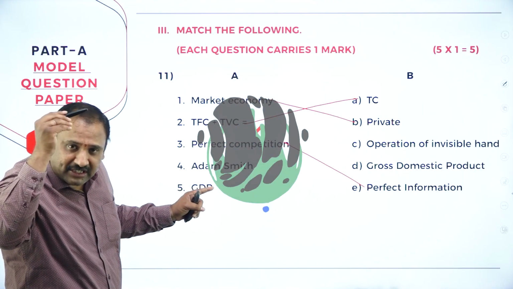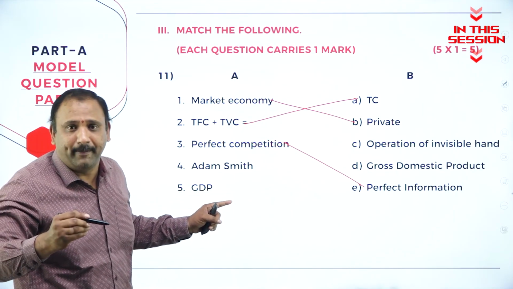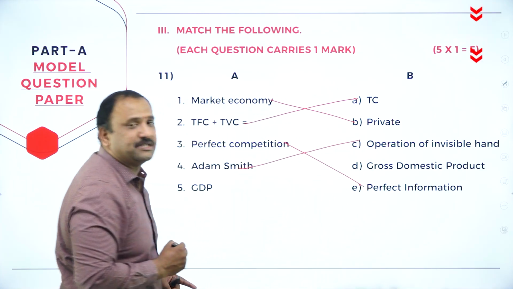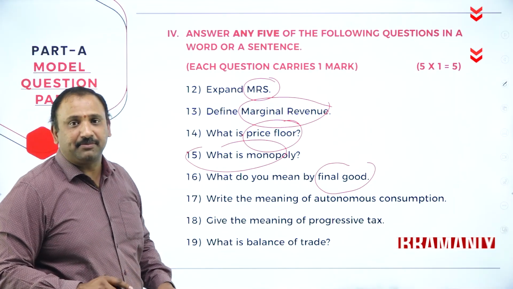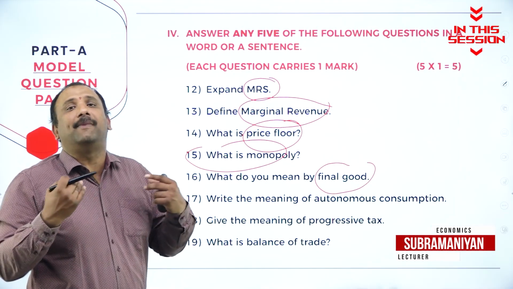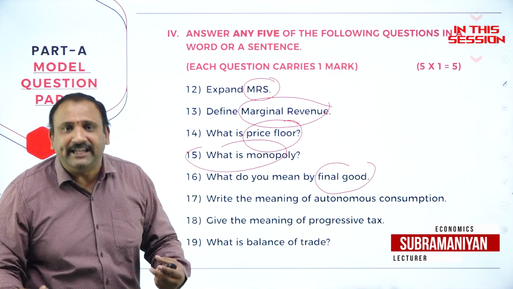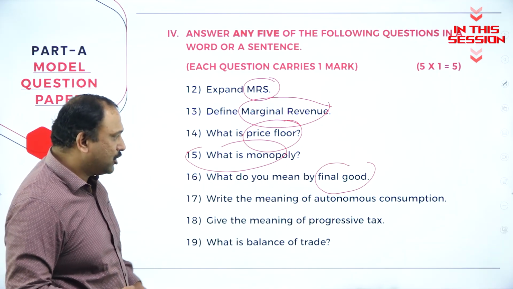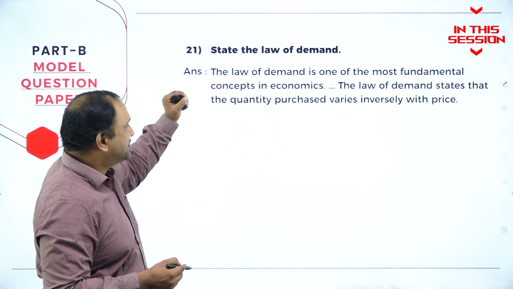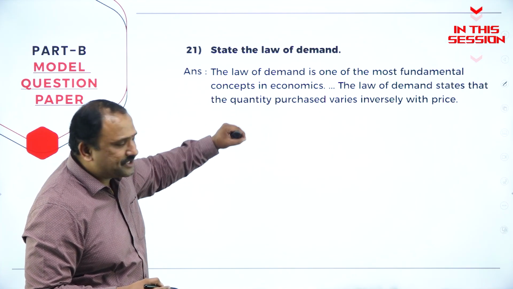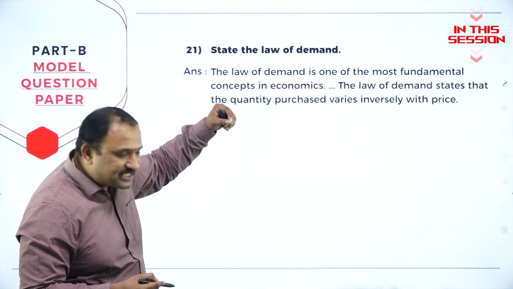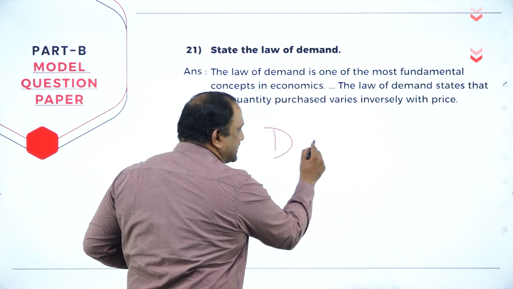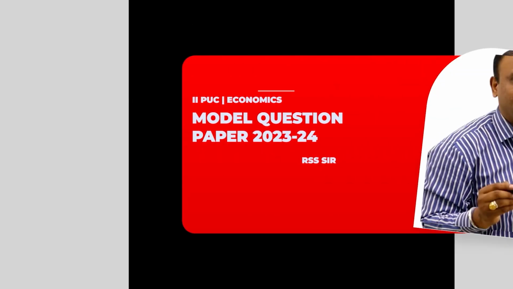Adam Smith was the founder, the father of economics, who had defined the operation of the invisible hand. Autonomous consumption is one which happens automatically without any kind of external activity. What happens automatically is autonomous consumption. The law of demand states that quantity purchased varies inversely with price. So price and demand are inversely proportional.